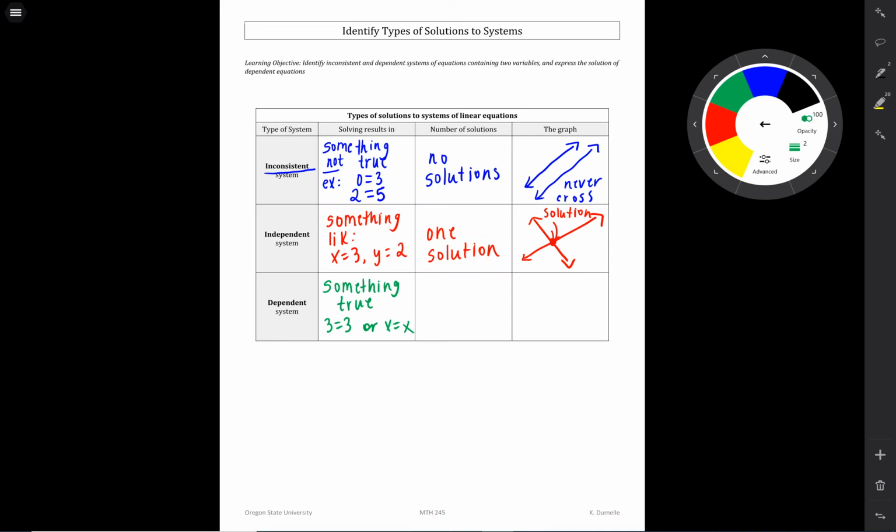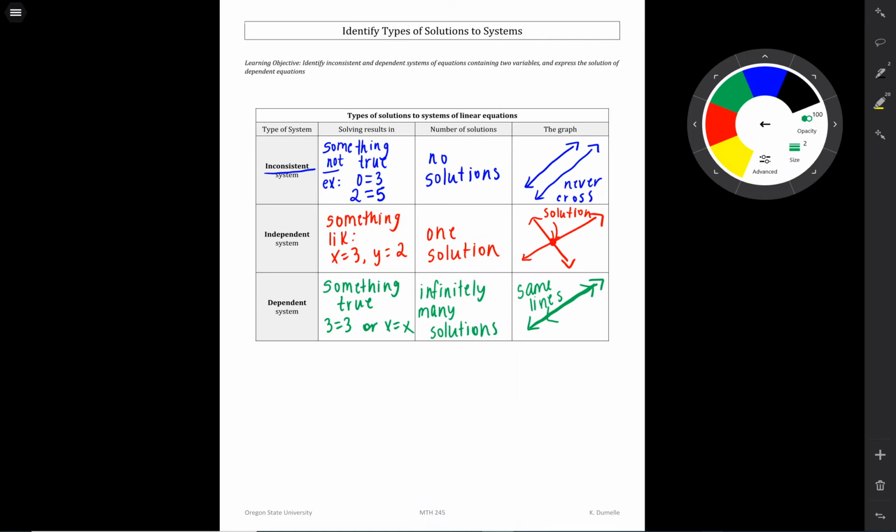A dependent system has infinitely many solutions. That means that our lines are the same line. They are always intersecting each other. So I have lines that are basically on top of each other. So these are the same lines. Remember, our point of intersection is the solution, but here, every point, the lines are intersecting.